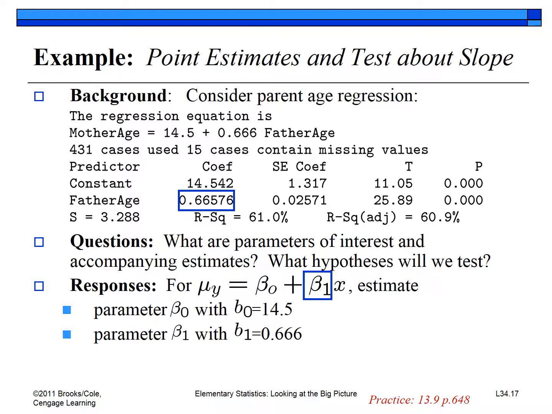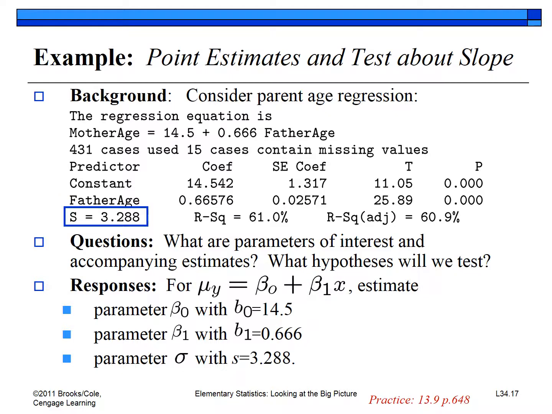For the slope, we can estimate that it is the same as the slope in the sample, 0.66576. The standard deviation we can estimate as S, the typical residual size. That's 3.288. So the hypothesis test we would do is, as always, the null hypothesis would be that the slope in the population is 0. And maybe we have reason to suspect ahead of time that the slope is positive, so that would be our alternate.